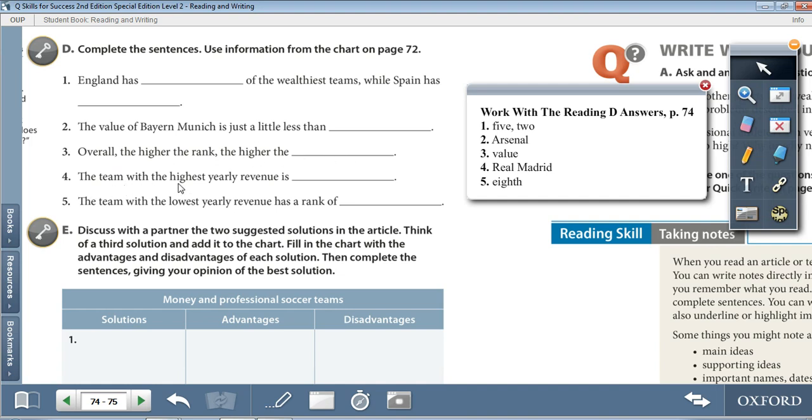4. The team with the highest yearly revenue is Real Madrid. And 5. The team with the lowest yearly revenue has a rank of 8th. Its rank is number 8.